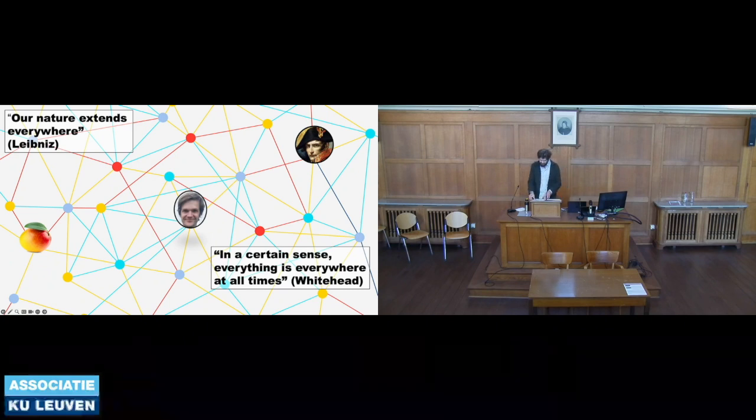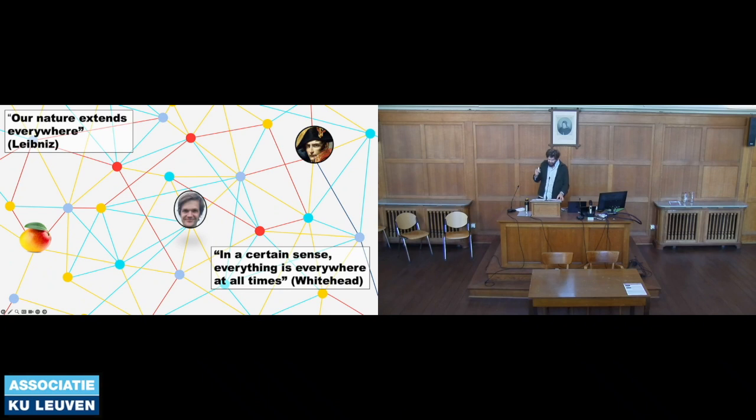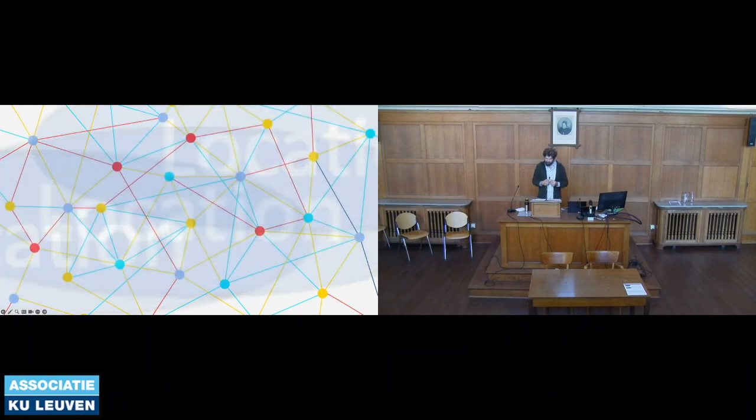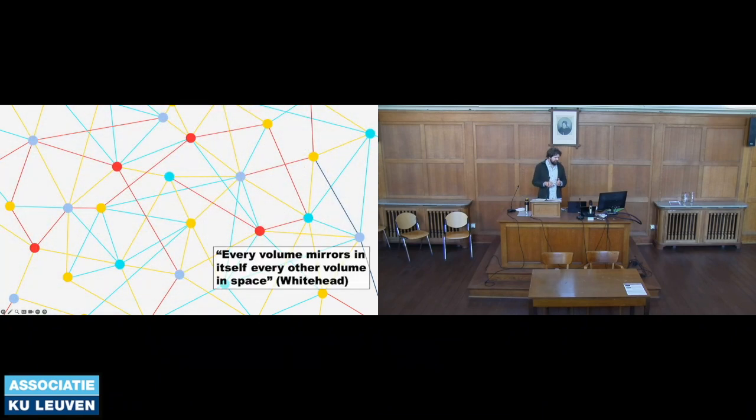This is the central idea of the first part of my book. And this idea of ubiquity transforms the idea of space. Space can no longer be a set of separated locations positioned next to each other. Instead, each location is everywhere. Or better, as Whitehead says, every volume mirrors in itself every other volume in space. This ubiquity of each thing and the ubiquity of each location is the first element of a geometry of sufficient reason. But more is needed.